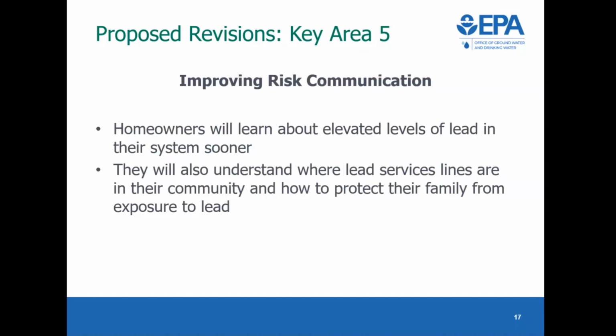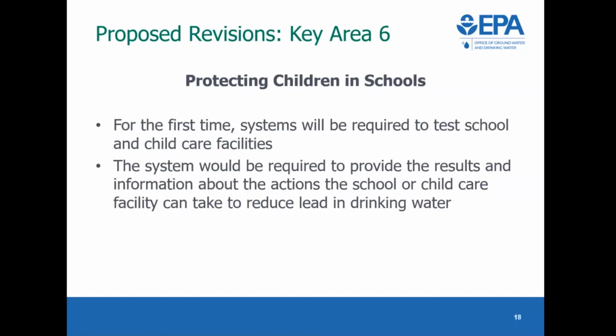Then the area number 6, it's protecting children in schools and child cares. So this is the first time systems will be required to test school and child care facilities, and they're going to be providing these results and information about actions that schools and child care facilities can take to reduce lead in drinking water.